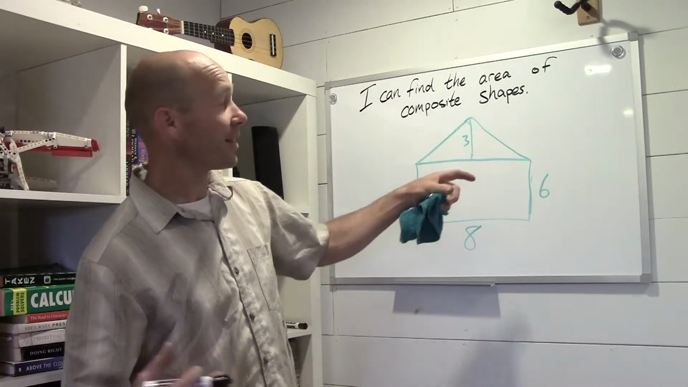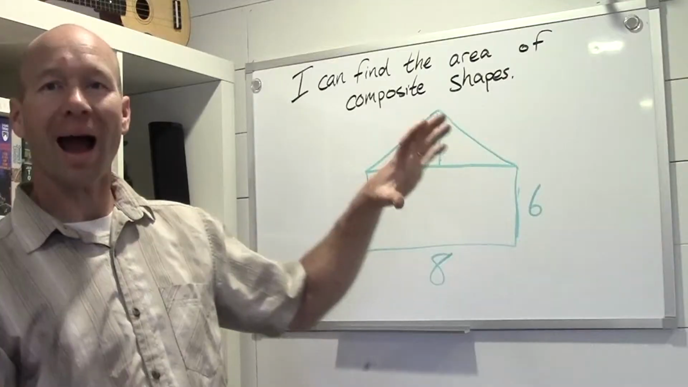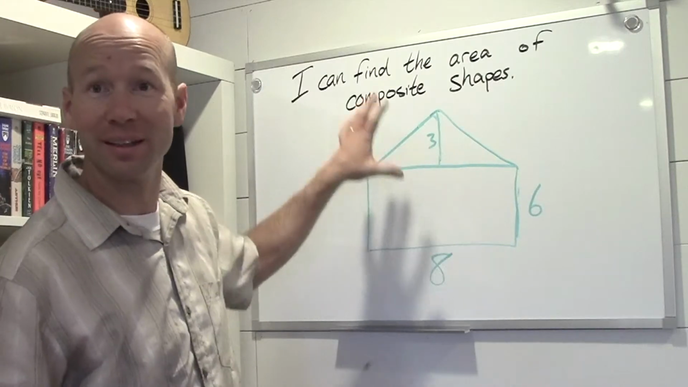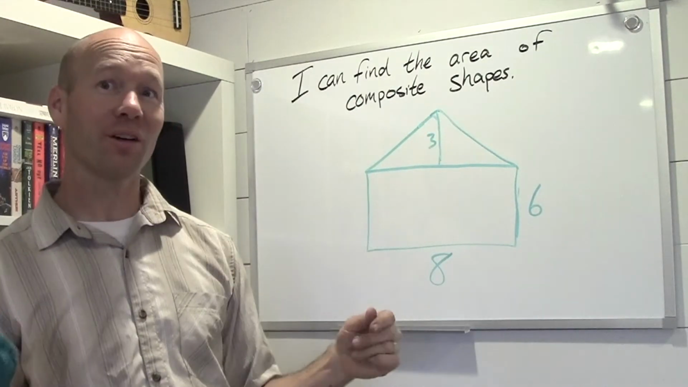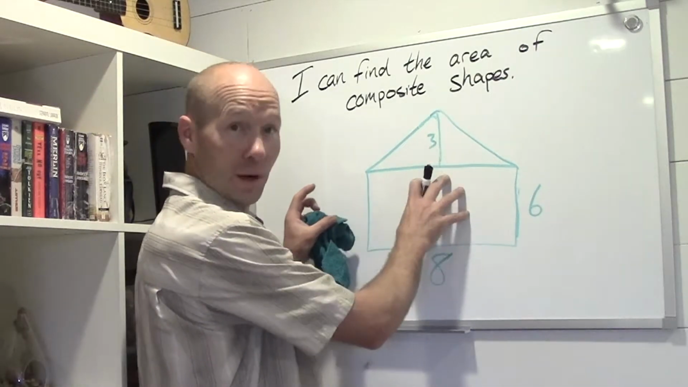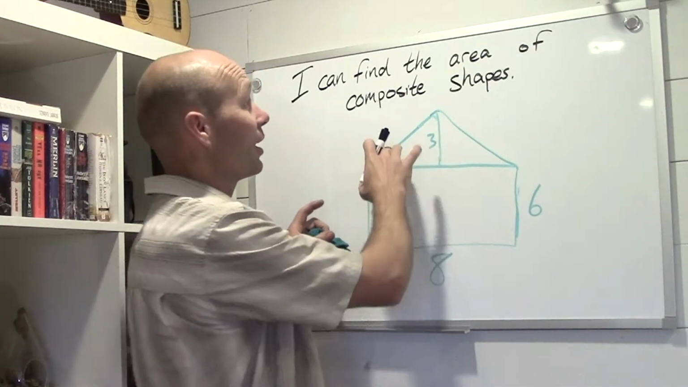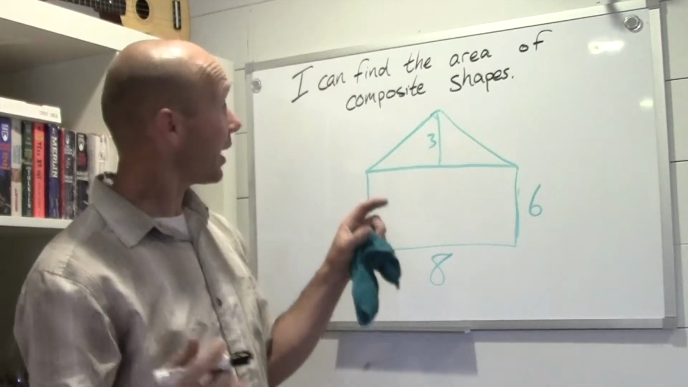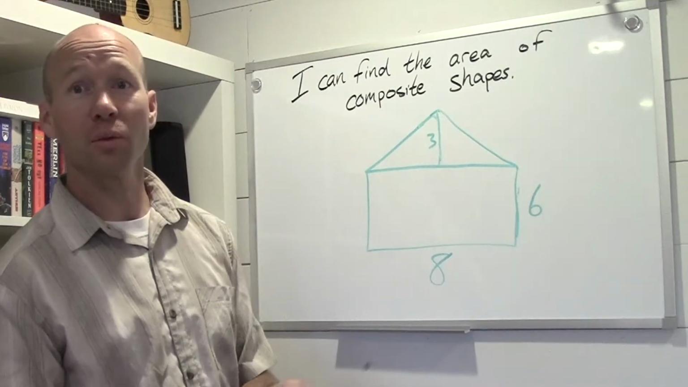Well, you look at this and you say, hey, you know what? I do not know the area of the entire thing, but I can find the area of the different shapes. I know how to find the area of a rectangle. I know how to find the area of a triangle. And I can even do it multiple different ways.